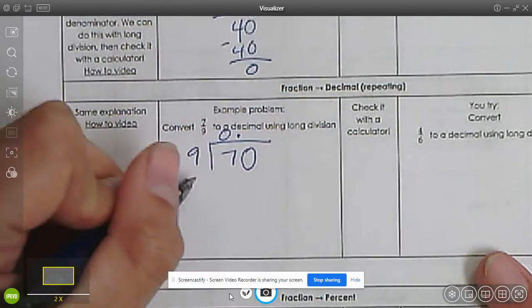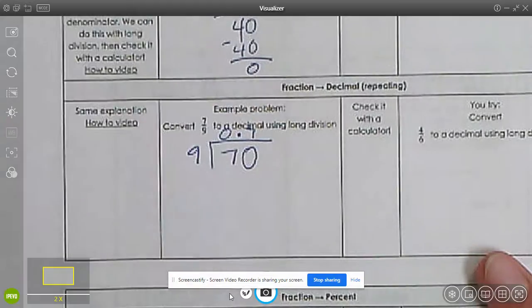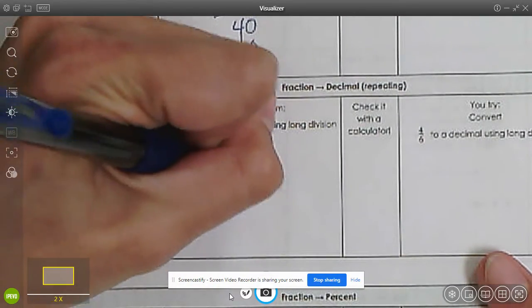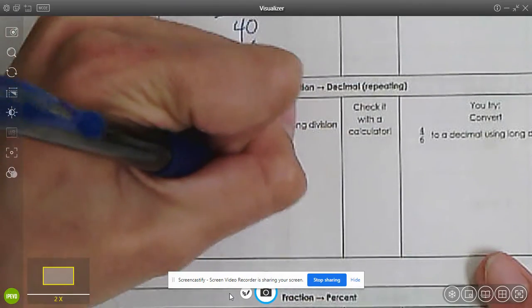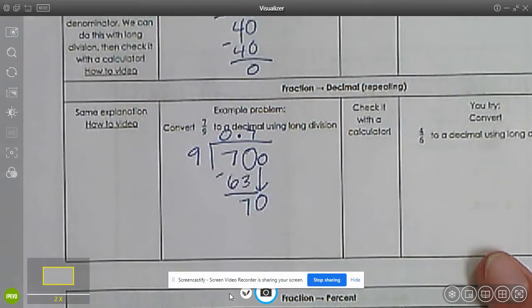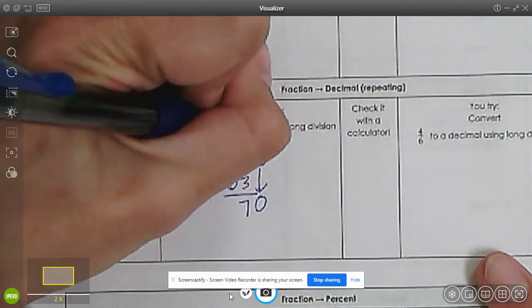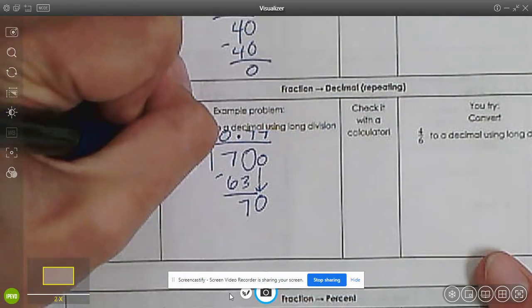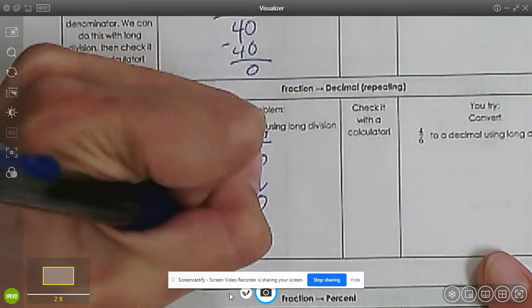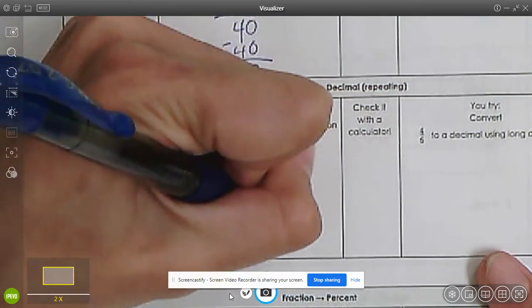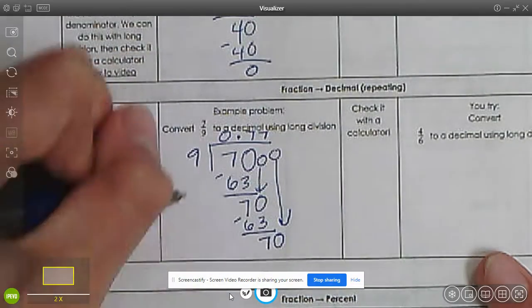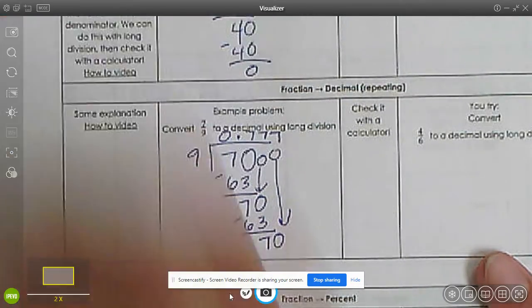Okay, so 9 goes into 70 7 times. 9 times 7 is 63. 70 minus 63 is 7. Bring down a 0. 9 goes into 70 7 times. 7 times 9 is 63. Subtract. You get 7. Bring down a 0. 9 goes into 70 7 times.